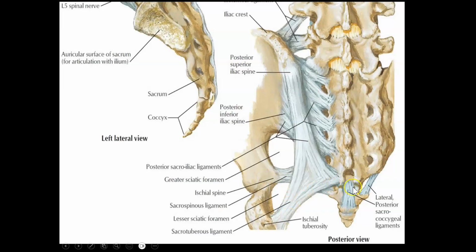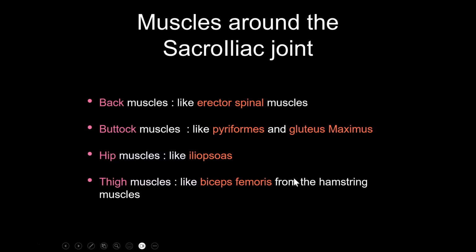And this is the posterior view, the sacrum, the lateral, as we said, posterior sacrococcygeal ligaments, and posterior sacrococcygeal ligament. There is a superficial and deep component, and of course, anteriorly there is anterior sacrococcygeal ligament.